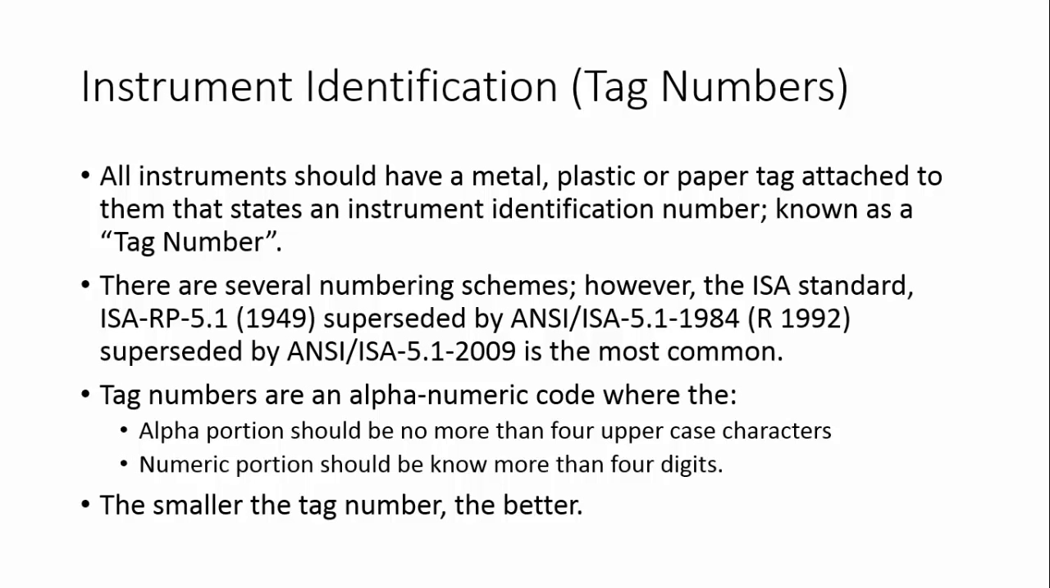The tag numbers are an alphanumeric code. So you'll have the alpha portion of it, which we just talked about, and then you'll have a numeric portion of it, and the numeric portion is normally a loop number. So I may have a flow control system that has a flow controller, a valve, and an indicator, and that might be loop 25. So those three instruments would be labeled with an identification letter sequence and the loop number.